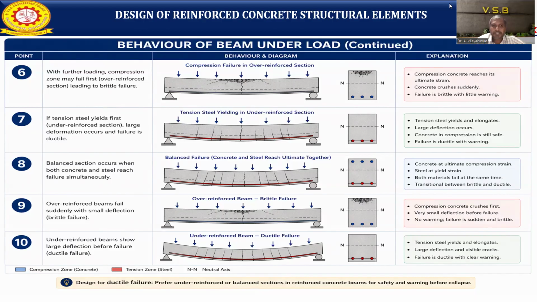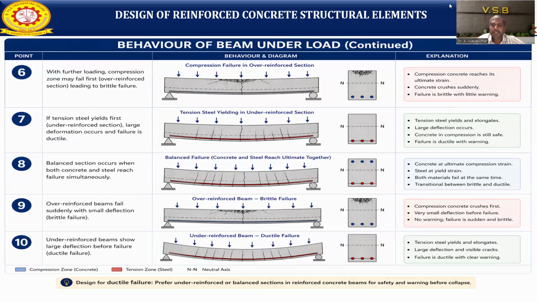If the tensile steel yields first, prior to the concrete, this type of failure is called an under reinforced section. It gives a warning, with a long deflection before the failure, so the behavior is ductile. The tensile steel yields and elongates before the concrete, and a large deflection occurs. The concrete in compression is still stable. The failure will be ductile, giving more warning.